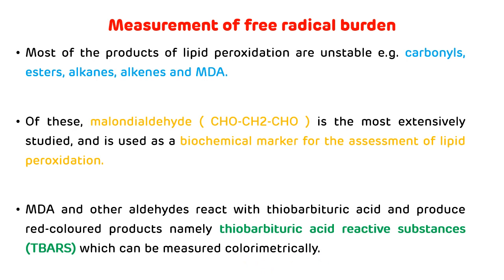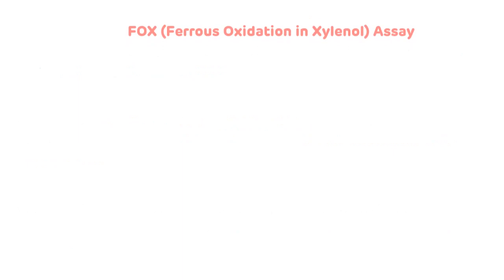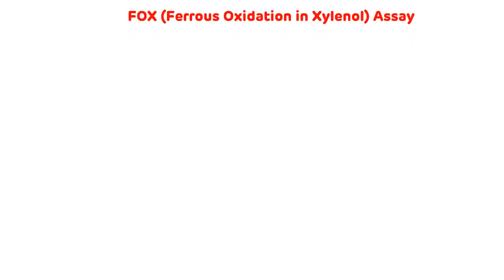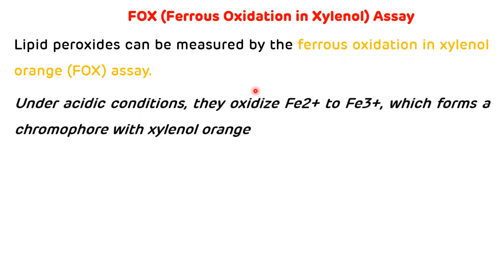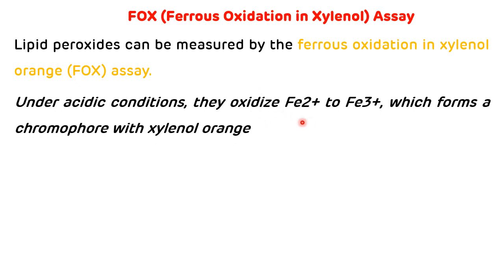So this is the first method for the measurement of free radical burden. The second method for the measurement of free radical burden is the ferrous oxidation in xylenol orange assay. So lipid peroxides can be measured by the ferrous oxidation in xylenol orange assay. In the acidic medium, they oxidize Fe2+ to Fe3+, which forms a chromophore with the xylenol orange. So that is about the FOX assay.